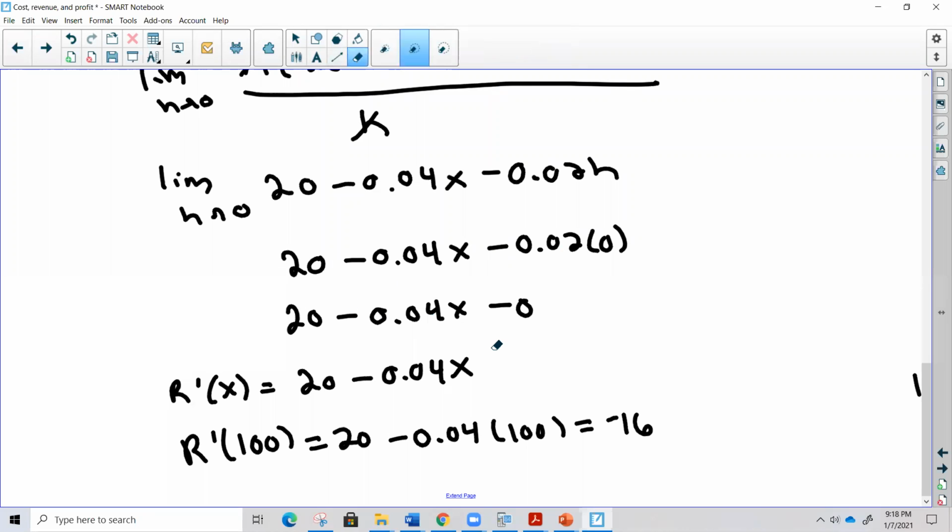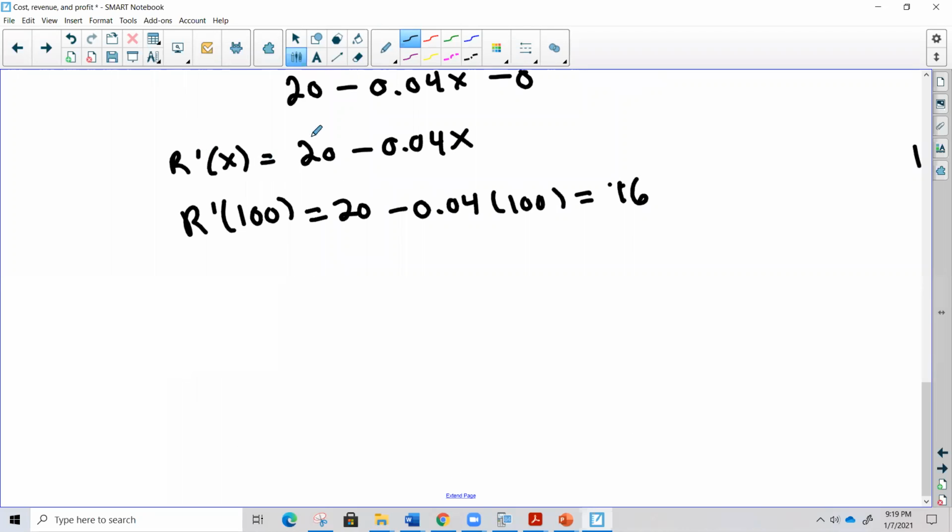So this equals positive 16. Okay. So this is the instantaneous rate of change. Again, the units, whenever you do the instantaneous rate of change, are the y units, which is dollars, over the x units, which are just units. So at the 100th item, the rate of change is $16 per unit. So it's increasing by $16. So that's how you find the instantaneous rate of change.